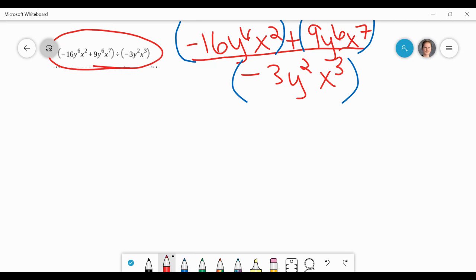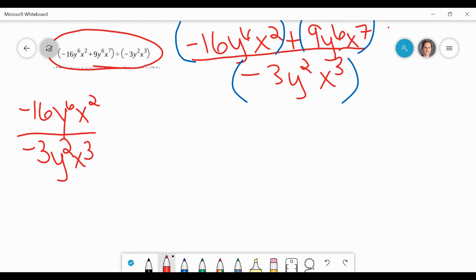So let's say we've got negative 16 y to the 6th x squared divided by negative 3y squared x to the 3rd. I'm keeping this plus in the middle that's right here. That comes from this guy. Okay. And then I'm going to rewrite the other term, 9y to the 6th, x to the 7th, divided again by that denominator, negative 3y squared x to the 3rd.